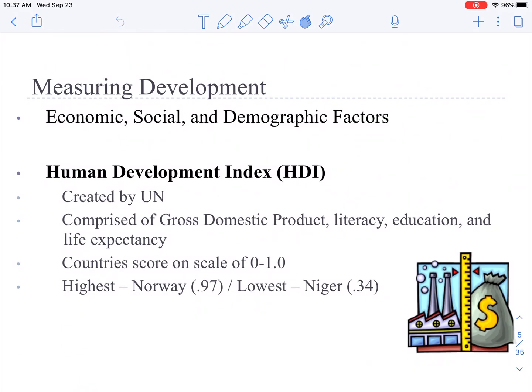In order to measure development, we can look to the United Nations, as they've created a statistic known as the Human Development Index. It's comprised of the gross domestic product, literacy rates, other educational factors, and life expectancy of countries. Those numbers are thrown into a formula and recalculated to produce a number between 0 and 1. Countries with numbers closest to 1 are the most developed. Countries closest to 0, the least developed. So currently, Norway is the most developed country in the world with a rating of 0.97, pretty close to 1. Niger is the lowest at 0.34.